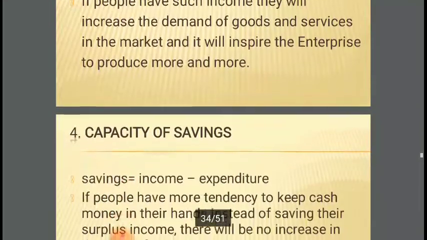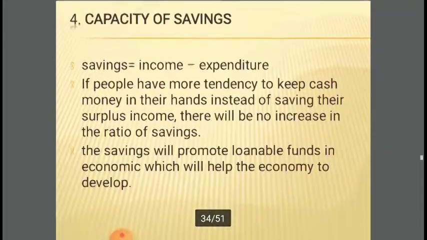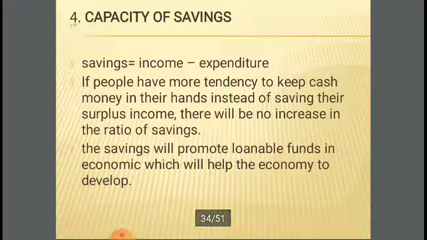Then next is capacity of saving. What is savings? Savings simply means total income minus expenditure equals savings. Now you must have questioned how savings affect business activity, because generally we assume that saving is that portion of income which we are not spending, and if we are not spending, we are not demanding, and if we are not demanding, it will not affect the business environment. But savings also affect the business environment, and we need to see how.